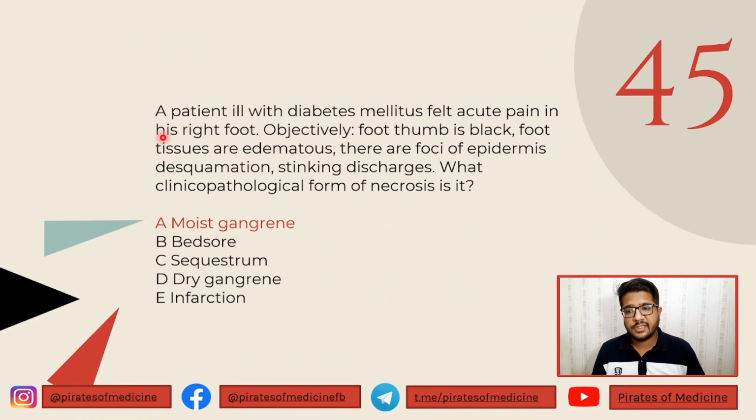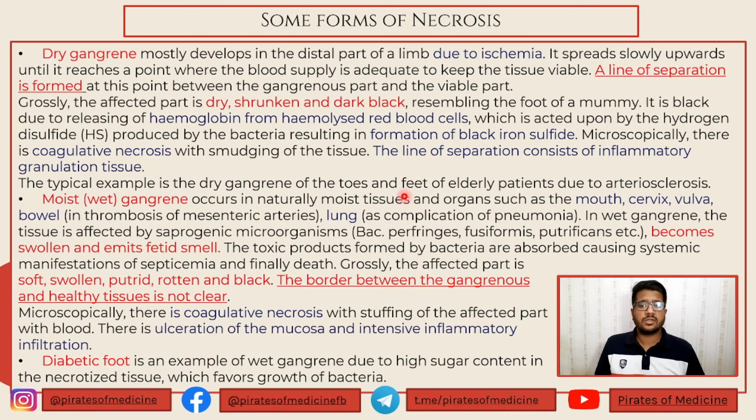The 45th question is: a patient ill with diabetes mellitus felt acute pain in his right foot. Objectively, the foot thumb is black, foot tissues are edematous, there are foci of epidermal desquamation and stinking discharges. What clinico-pathological form of necrosis is it? So we are going to talk about some forms of necrosis. First of all, we have dry gangrene.